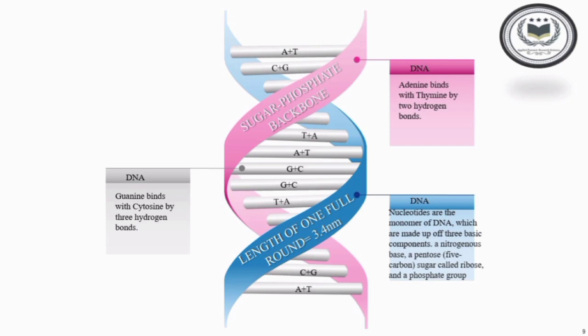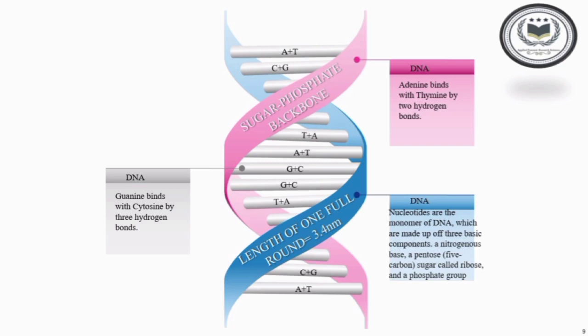This diagram depicts the AT and GC pairing, where the blue strand shows the DNA nucleotides, the monomers, which are made up of three basic components: a nitrogenous base, a pentose sugar called ribose, and a phosphate group. Pentose derives its meaning from the word five carbon. The pink band shows DNA made up of adenine binding with thymine by two hydrogen bonds. These two strands combine to form the double-stranded double helix structure of DNA.